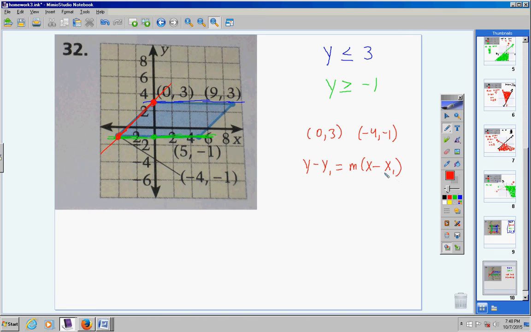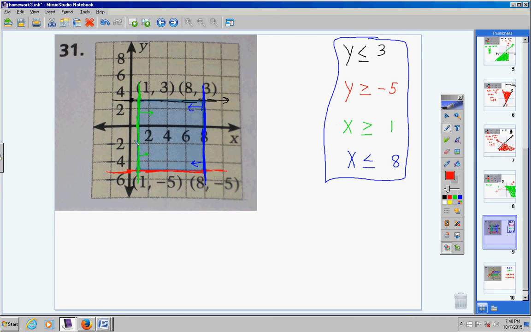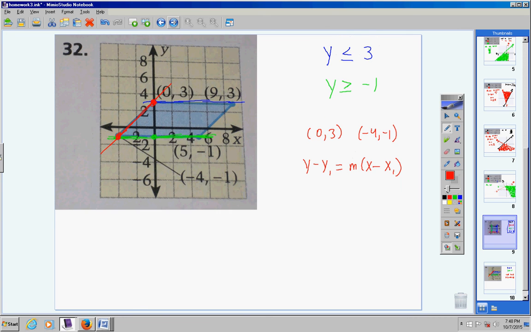There it is. Now, I did not have to use a formula for my horizontal lines because they're single variable equations or inequalities. I did not need to use a formula for my vertical lines back on 31 because horizontal and vertical lines are single variable problems, okay? However, I've got a slanted line here, so I'm going to have to do some work. I've got to find the equation of this line right here. Alright, so here we go.